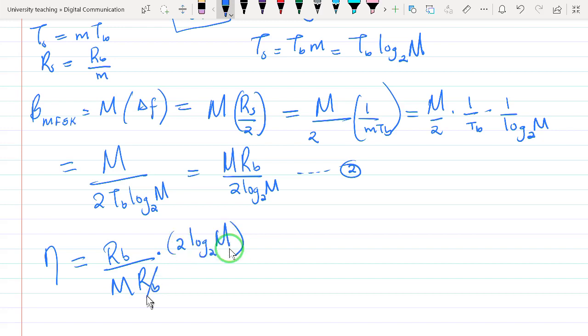And therefore, if we evaluate this equation, what we will find is that the final expression for the bandwidth efficiency of M array FSK is actually given by 2 log of M to base 2 divided by M. And this serves as the final expression for bandwidth efficiency of M array FSK.